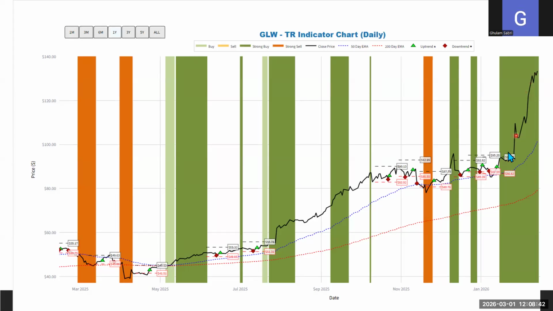And look at this move from 95 to now something around 130 within a span of only 1 month.